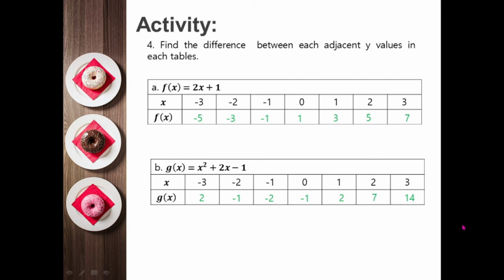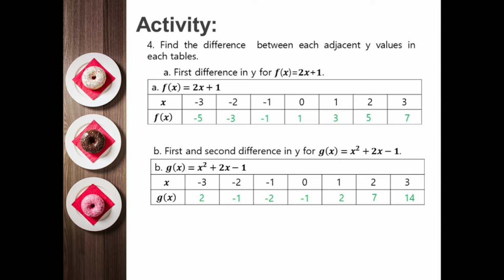For number 4, find the difference between each y value in each table. So we are going to find the first difference in y for f of x is equal to 2x plus 1. And we're going to find the first and second difference in y for g of x is equal to x squared plus 2x minus 1. So for the first table, the first difference in y for f of x is equal to 2x plus 1, we're going to subtract the two adjacent y values, or f of x.